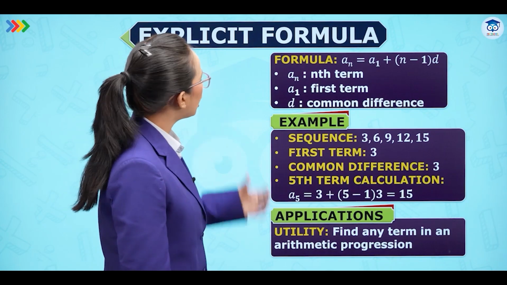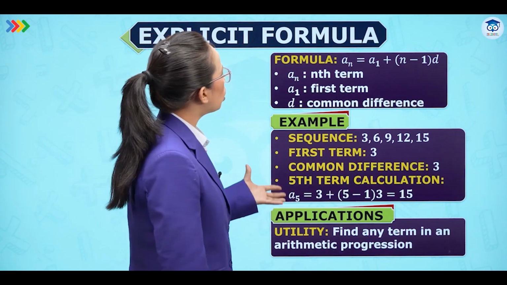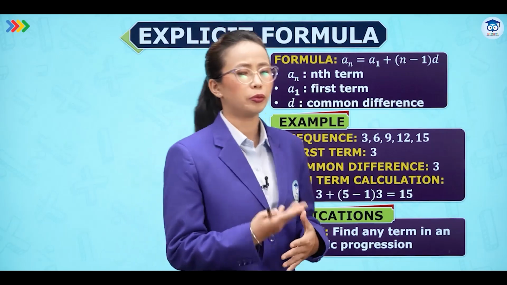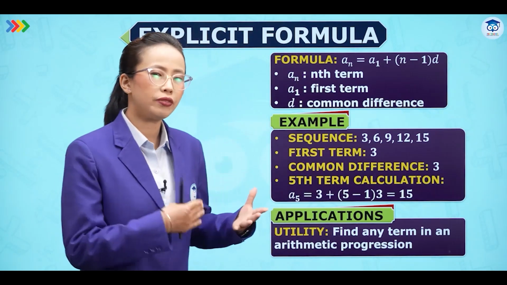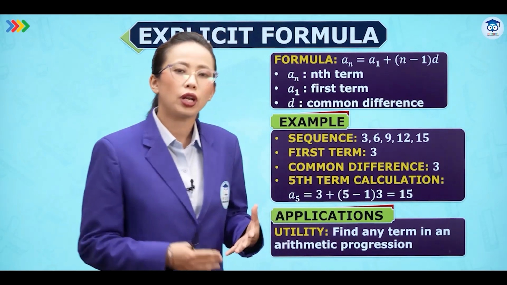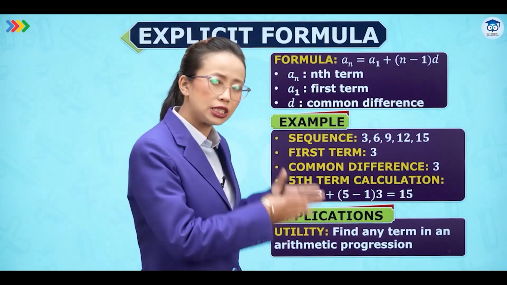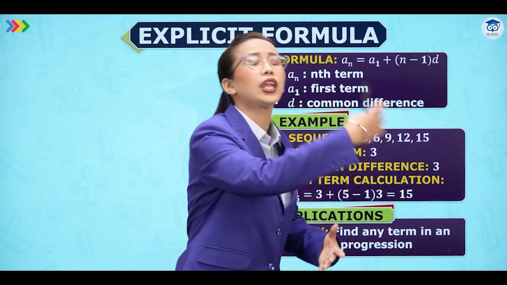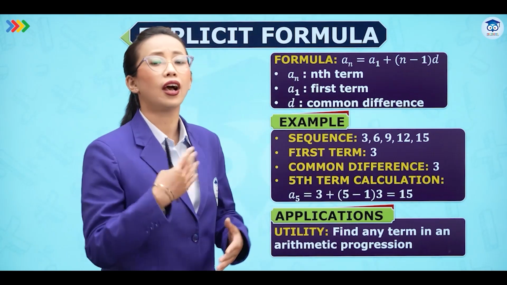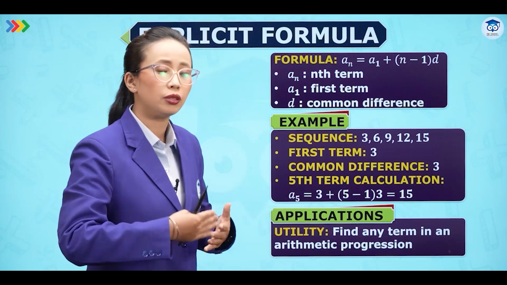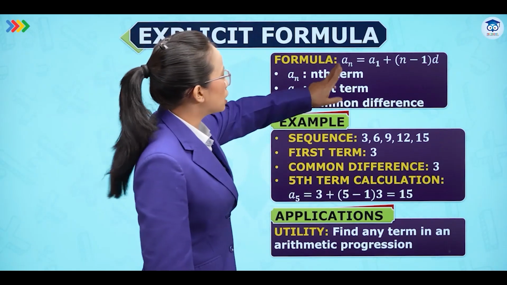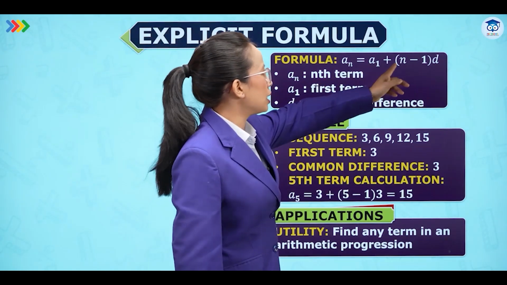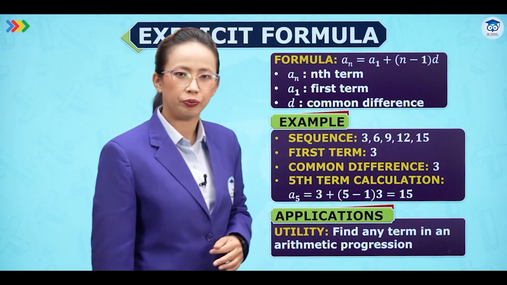We have the formula for the nth term. Suppose in the previous example 3 upon 2, 1 upon 2 and so on, the first one is the first term A1, then A2. If you want to know A20 or A100, the nth term, the term at position n, is given by AN equals A1 plus n minus 1 into D.